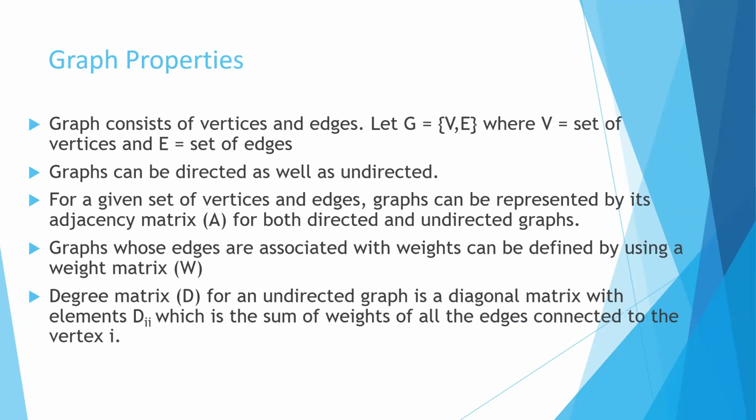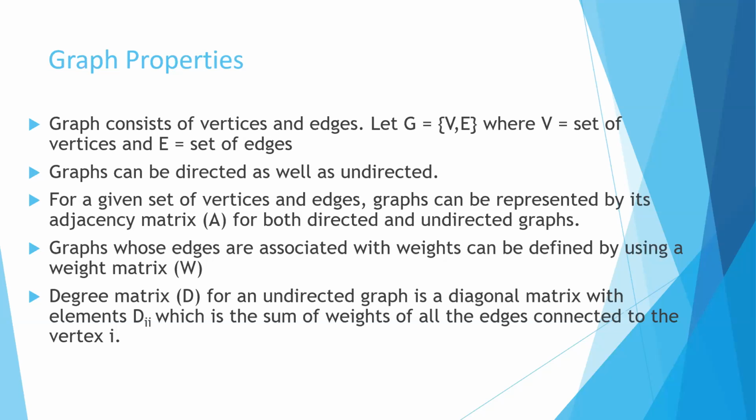For the graph properties, in a graph, basically we have vertices and edges. So if G is a graph, we can consider V as a set of vertices and E as a set of edges. We can have directed as well as undirected graphs. For a given set of vertices, a graph can be represented by its adjacency matrix, and it also can be represented by a weight matrix. And we can use them both for directed and undirected graphs.